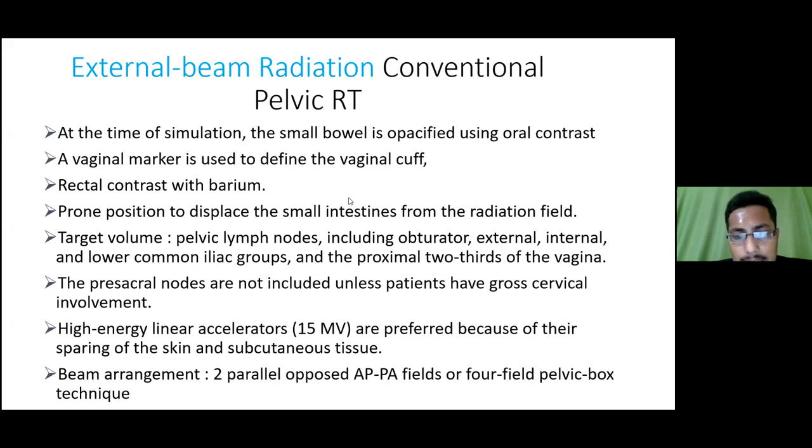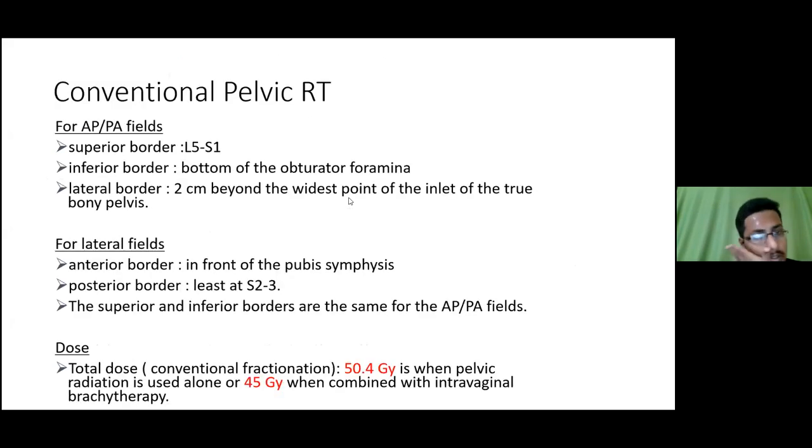High energy linear accelerators, the 15 MV, are preferred because of their skin sparing effect and sparing of subcutaneous tissue. For beam arrangement, two parallel opposed APPA fields or the four field box technique can be used. The pelvic radiotherapy can be delivered by the APPA fields. The superior border can be placed at L5-S1, the inferior border at the bottom of the obturator foramen, and the lateral border 2 centimeters beyond the widest point of the inlet of the true pelvis. In the lateral fields, the anterior border is placed in front of the pubic symphysis, and posteriorly at S2 and S3. The superior and inferior borders are the same as APPA.